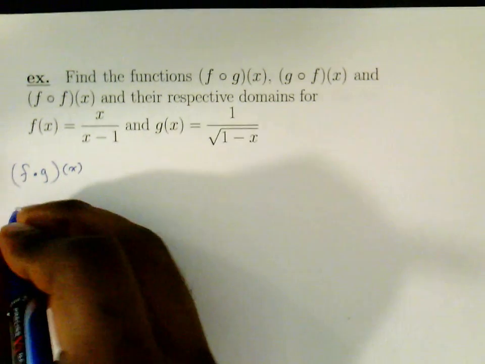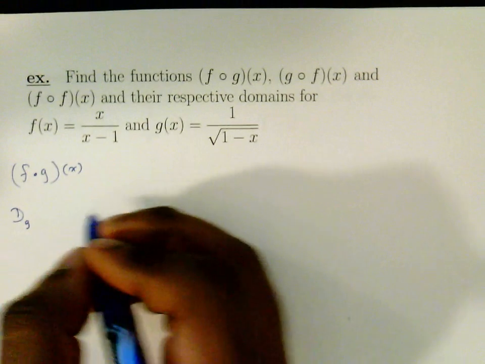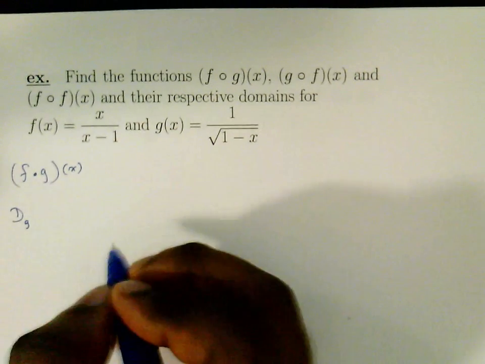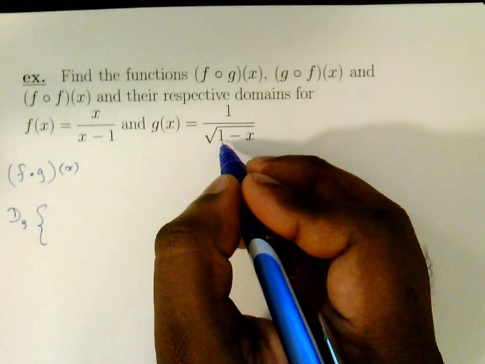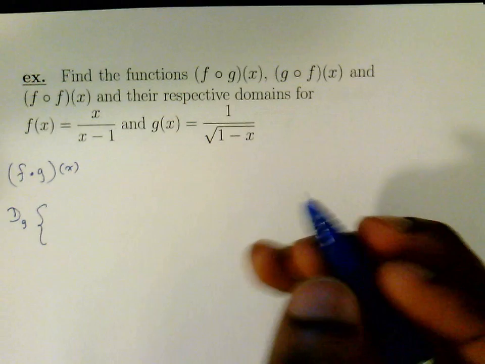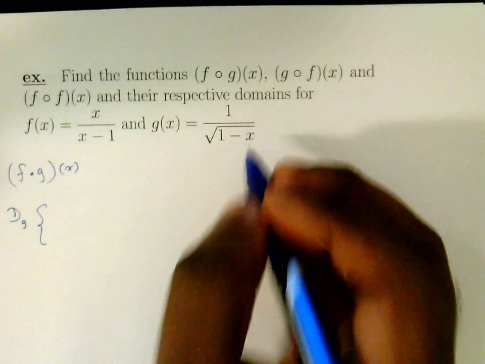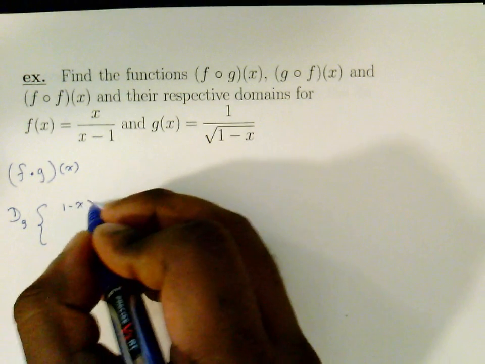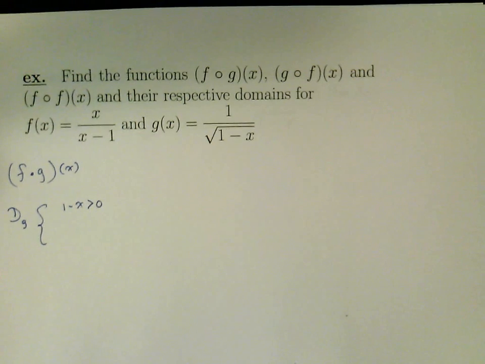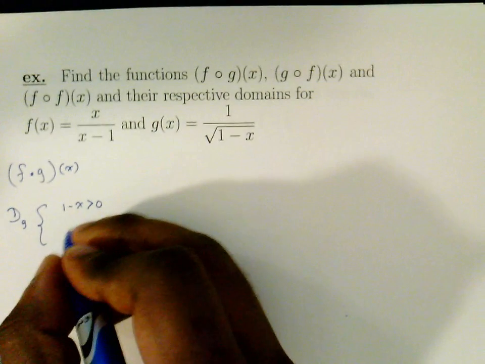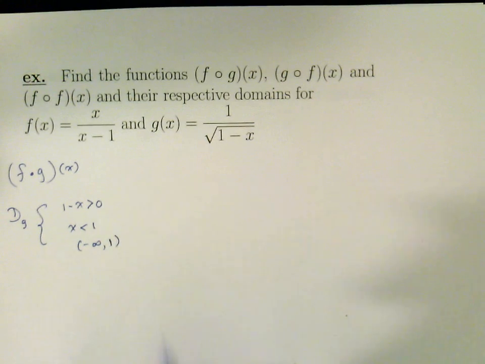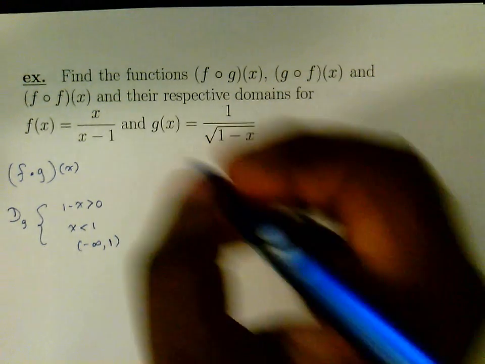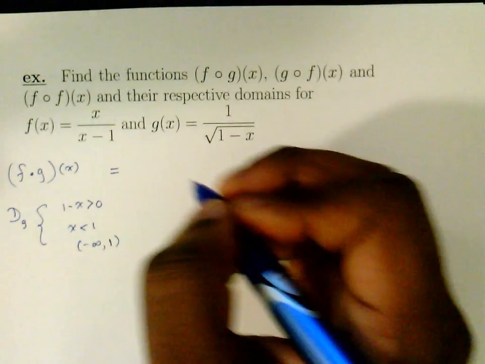So you will also need to find the domain of g of x, because g is the inner function, and g of x is 1 over square root of 1 minus x. So now, because it's in the denominator, it cannot be 0. Also, the inside should be bigger than 0. So 1 minus x greater than 0. Compare with the previous question. It was in the numerator, so it was greater than or equal to. So you get x is less than 1, so that's negative infinity to 1.